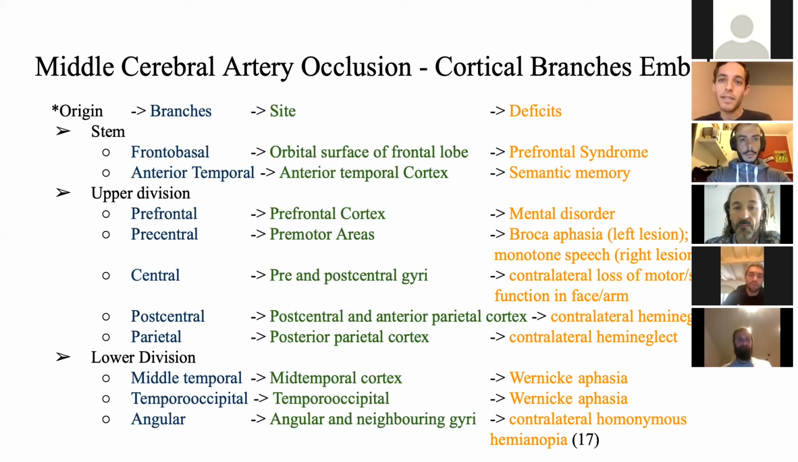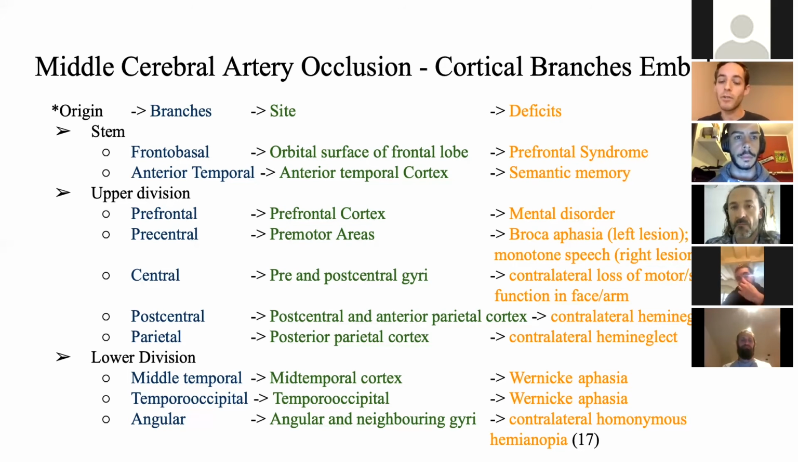The upper division has the prefrontal branch that goes to the prefrontal cortex, which will result in mental disorders. Precentral goes to premotor areas, which will result in Broca's aphasia on the left side and monotone speech on the right side. Central goes to the pre- and post-central gyri, and this results in contralateral loss of motor and sensory functions of the face and the arm. The post-central goes to the post-central and anterior parietal cortex, and the parietal goes to the posterior parietal cortex, and both of these will result in contralateral hemi-neglect.